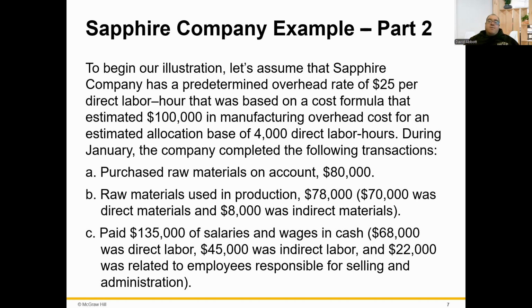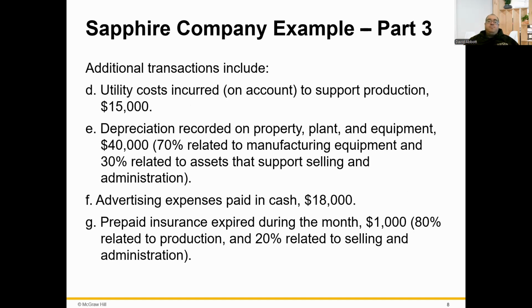They paid 135,000 in salaries and wages. 68,000 of that was direct labor. 45,000 was indirect labor, or part of our overhead. And 22,000 is going to be related to our employees that were responsible for selling and administrative. For that, selling and administrative, it's not going to be involved at all in an actual manufacturer. And then they had some additional transactions, including utility costs that they incurred to support production of 15,000 that they haven't paid yet, but they incurred them.